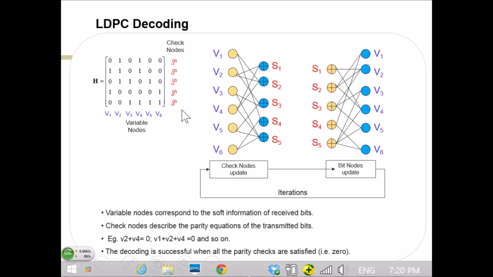Look at the diagram. Why don't we return to this later? Basically, here the way the relations are described, S1 to S5 are the syndrome checks. These are the equations that have to be satisfied for the transmitted bits. V1 to V6 are the transmitted bits, and those transmitted bits have to satisfy these parity check equations. S1 is V2 plus V4, S2 is V1 plus V2 plus V4, and so on.